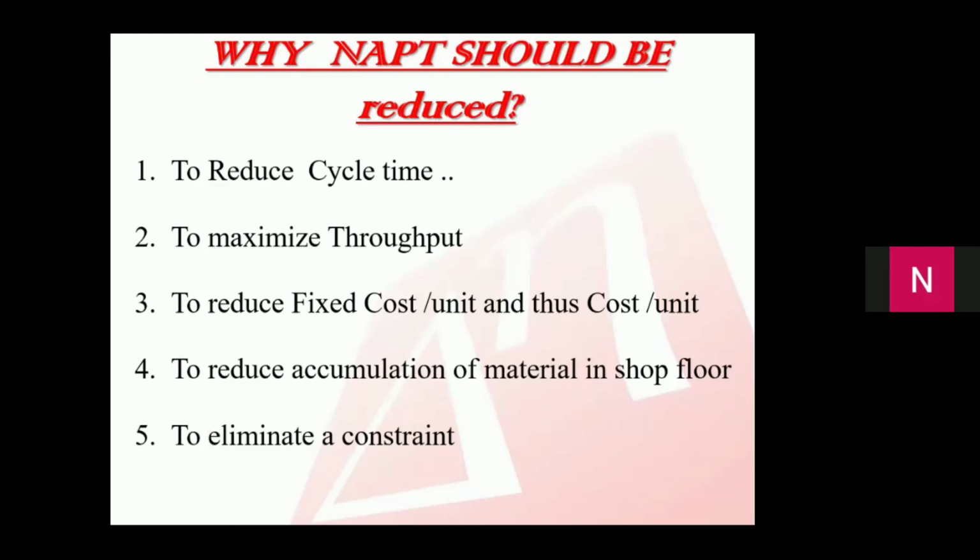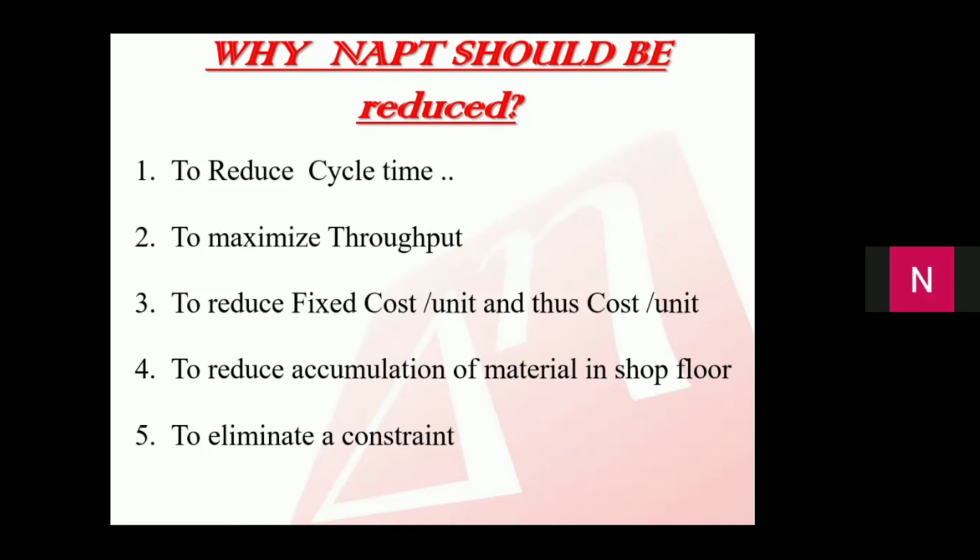Why should no action point time be reduced? First answer is to reduce the cycle time. When you reduce the cycle time, automatically you increase the number of cycles in a month. Let's say if you have a cycle time of 1 day, and you are working 25 days, you will have only 25 production cycles in a month. Whereas if your cycle time is only about 4 hours, it means that you get double the output. So to reduce cycle time, we have to study NAPT.